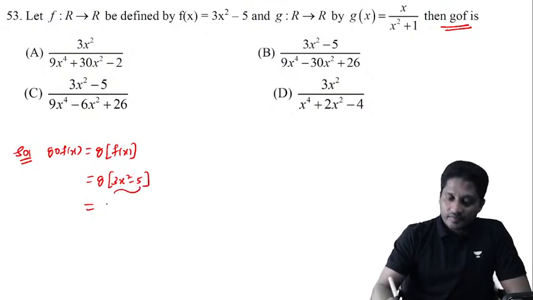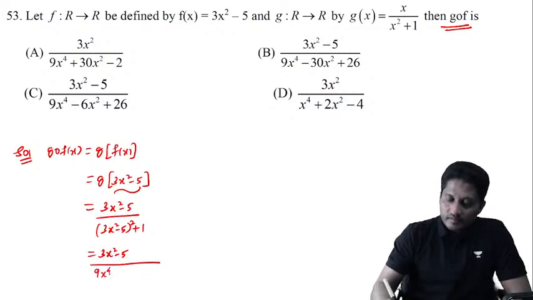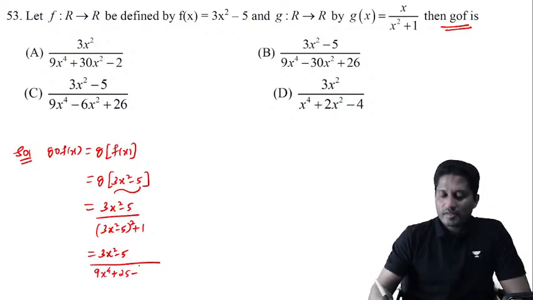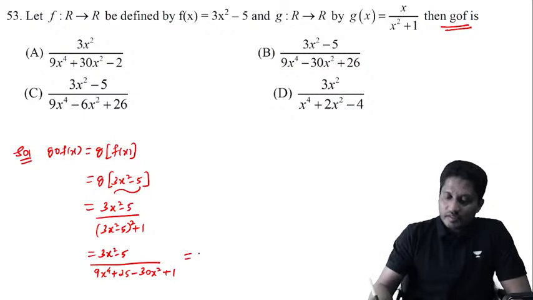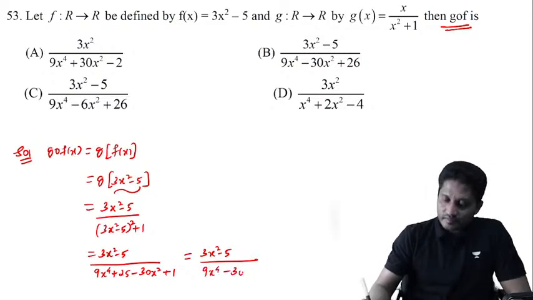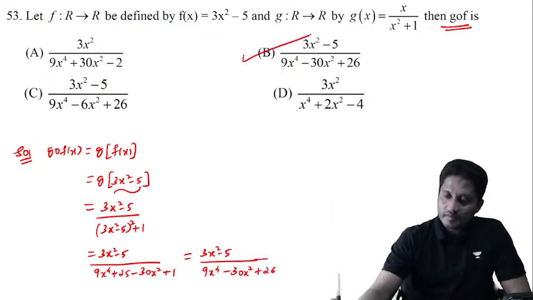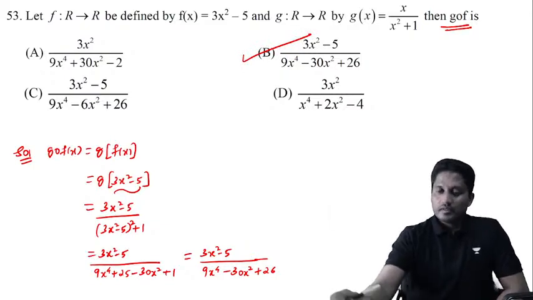G of 3x square minus 5 is 3x square minus 5 divided by 3x square minus 5 the whole square plus 1. Using a square plus b square minus 2ab, that is 30x square plus 1. This becomes 3x square minus 5 divided by 9x power 4 minus 30x square plus 26. Okay, answer is option B. Let's move to the next question.